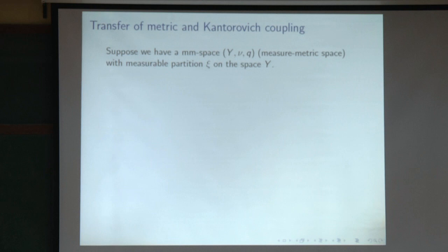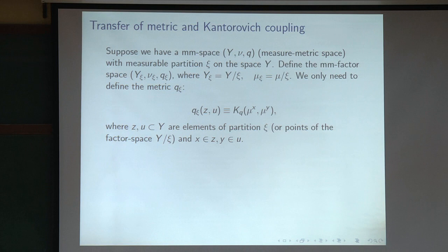Well, in a sense, I repeat the same which I mentioned two days before. So you have some measure metric space. So this is the space, this is the measure, and this is the metric. And then I can define a new metric. Namely, let's consider a quotient. Excuse me, I repeat that part of my talk using maybe a little bit different notation, but I think that it's very natural and very useful.